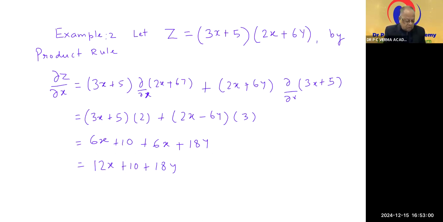By product rule, we will solve it in the uv dash plus vu dash formula in the two variable case, or any product rule we use in differential calculus. Same thing will be applied in partial derivative.